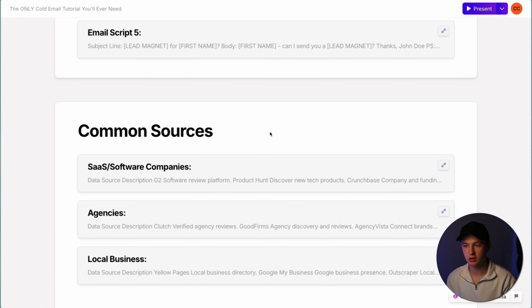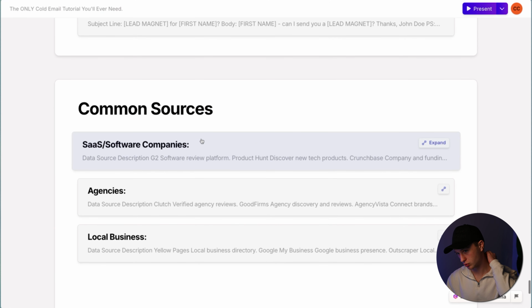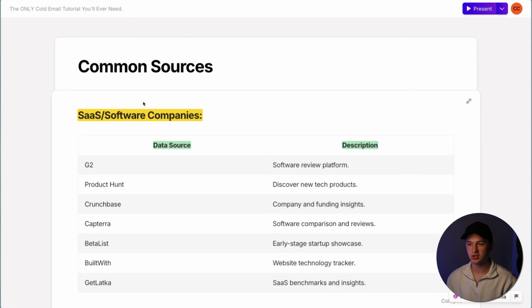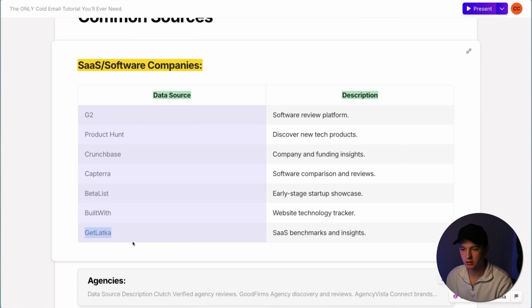Common sources of data, stuff like that. There's 3 separate sections I'm going to go over: software companies, agencies, and local businesses, and e-commerce. So for software companies, there's a lot that are similar to the agency ones, but the main ones here are G2. So it's a software review platform, and there's a bunch of software companies on there. Product Hunt is for early stage startups, new tech products. Crunchbase, recently funded startups, mostly.